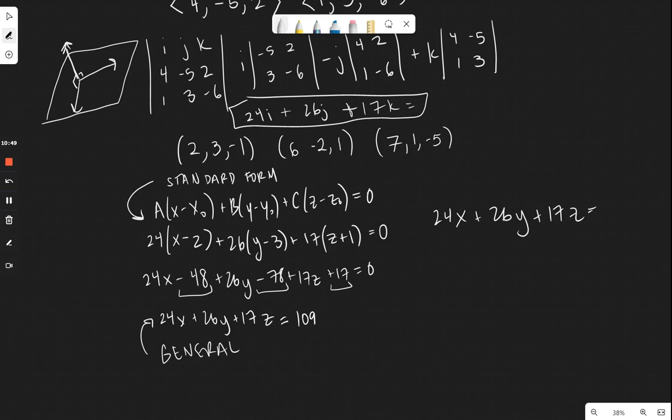Because we can just do that. So 24 times 2 is 48, 26 times 3 is 78, and 17 times negative 1 is negative 17. So we get that 24x plus 26y plus 17z equals the sum of this, which we already said was 109. And I just feel like this is a faster way to do it. And it's really nice and simple if you don't need the points to be shown in your equation.